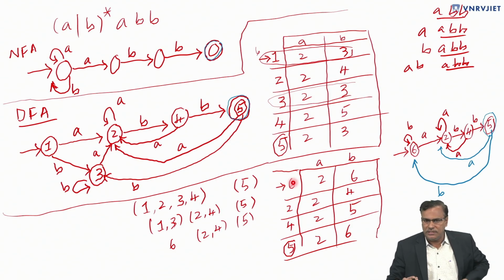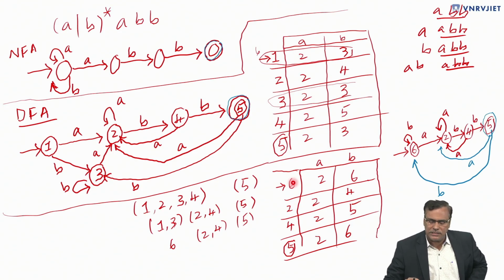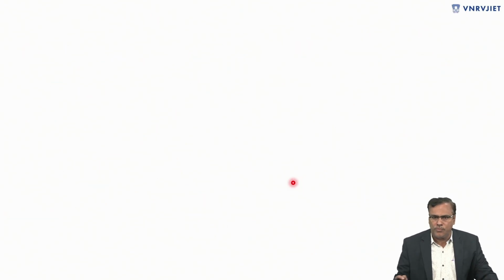So whenever someone asks, can you minimize this, you shouldn't assume that it is definitely going to be minimized. It may or may not be, right? I hope it is clear to you. Let me take one more example, because here you have only one final state. Let me take an example which consists of more than one final state. Then it is going to be more clear.